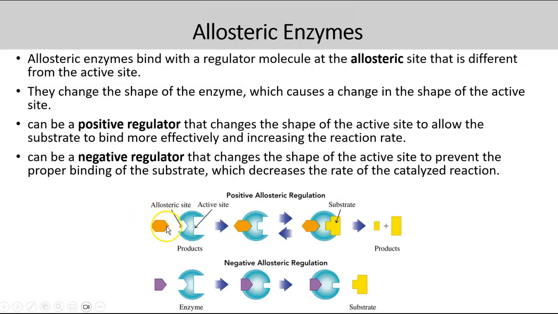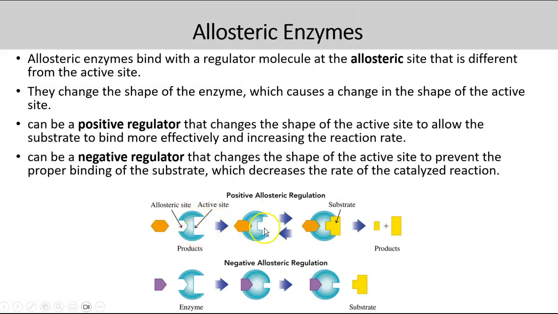Okay, so this is not the substrate. This is a different molecule called a regulator molecule. So this regulator molecule just plays its role to control the reaction as needed. Now, this allosteric site can change the shape of the enzyme. Okay, so once the regulator molecule is bound to the allosteric site, now you see what happens once the regulator is bound to the enzyme.